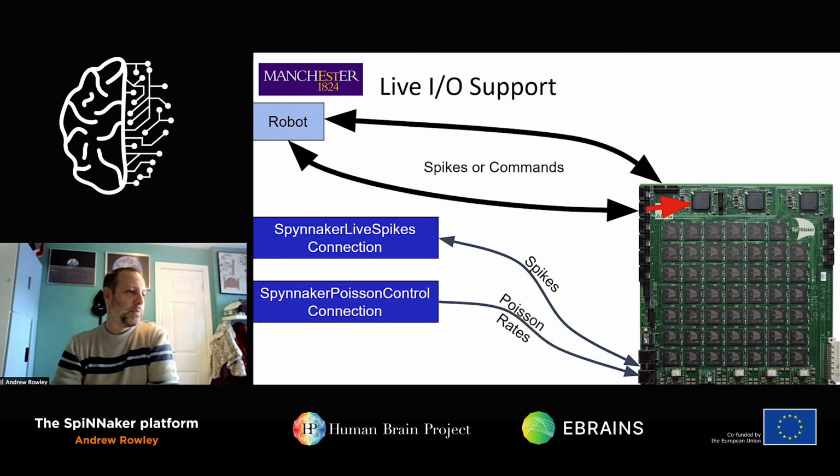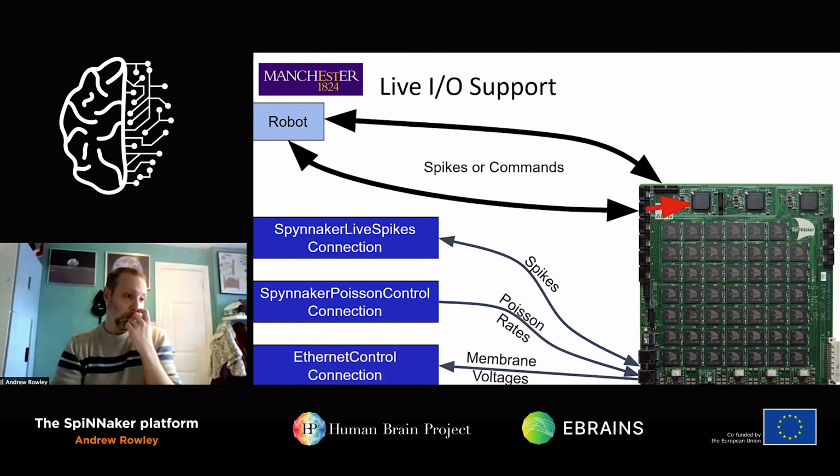We can also transmit a new Poisson rate. So if you've got Poisson sources on the board, you can upload those live as the simulation is running. And you can also transmit out of the machine membrane voltages. So if you've got neuron membranes, you can transmit those out. And those could be used for things like motor speeds. So you can set it up so that you're using the membrane voltage as a speed for a motor. And if you set up the parameters of the neuron correctly, that can work quite well.